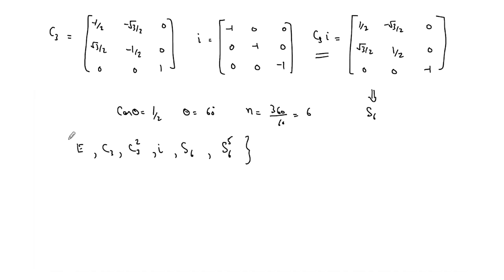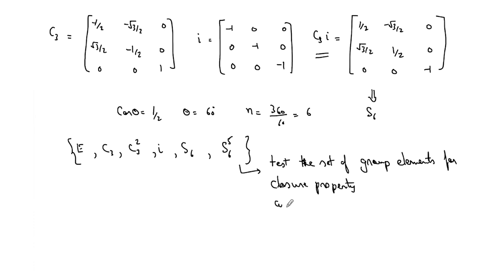Now this follows all the group properties. Of course, you have to test it. I'm not testing it here. I'm just telling you, once you have identified S6, you know that S6 alone would give you S6 as well as S6 5. So I have included this operation here, but what you have to do is test the set of group elements for closure first, and then associativity. Once the closure property is fulfilled, then only you can go for the test for associativity, inverse, and identity. So these four properties have to be fulfilled, and then you can say that the new group is nothing but the S6 point group. So from C3, by just adding one symmetry element, you have gone to the S6 point group.